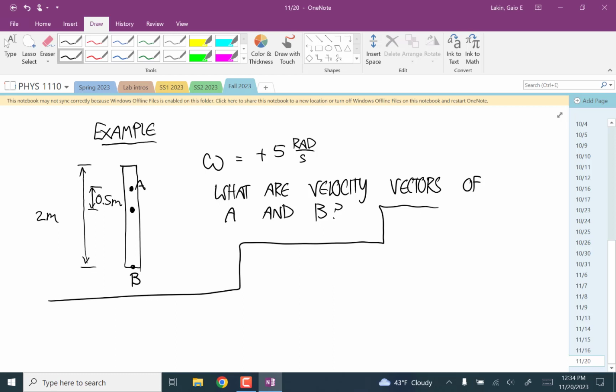Well, you don't have to do this, but let's start by visualizing the motion. This is positive, so is this board rotating clockwise or counterclockwise? Counter, so this point A is moving this way. And the point B is moving in this circular path.